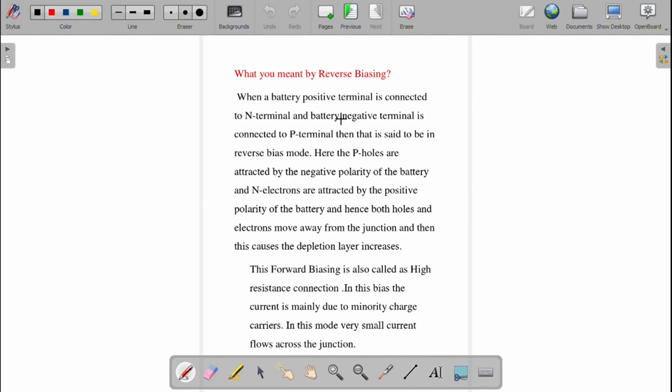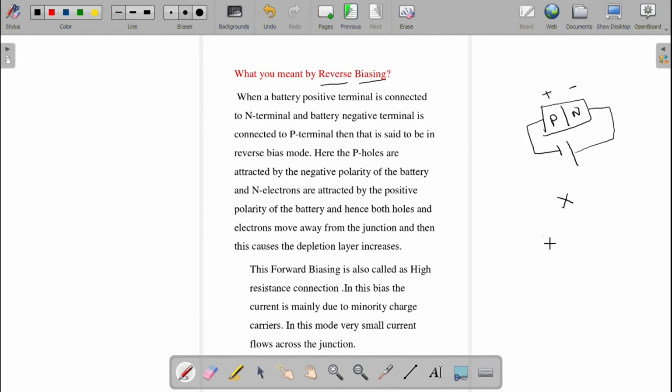Next, reverse biasing. What is reverse biasing? It is opposite to forward biasing. So P-type, N-type. This is positive charge, this is negative charge. The P-type should be connected to the negative terminal of the battery and the N-type should be connected to the positive terminal of the battery. This is called reverse biasing. If you connect like that, there won't be any current flow.